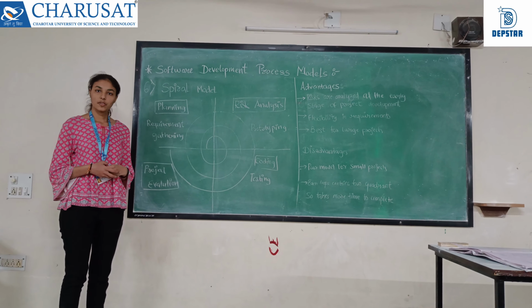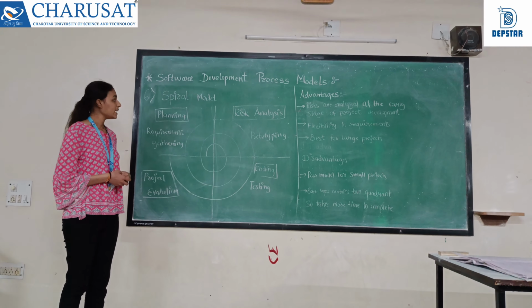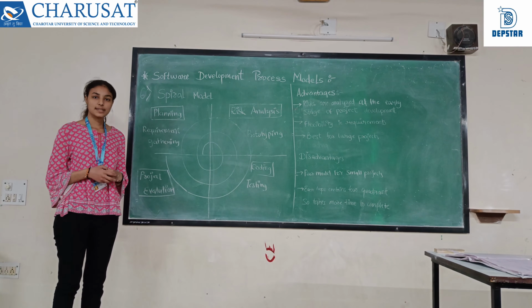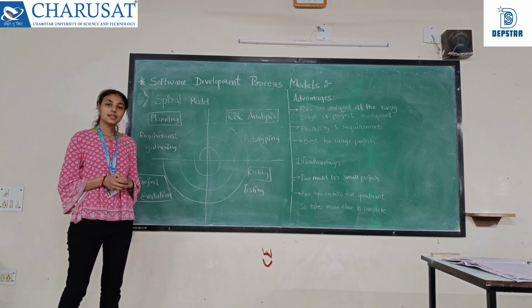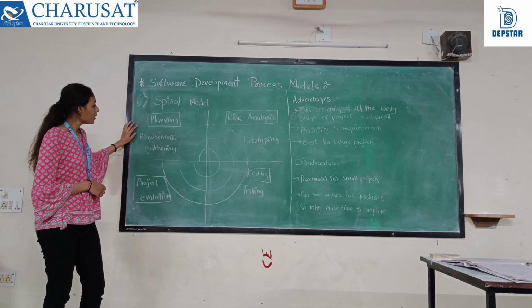This is the spiral model. Spiral model is a combination of the waterfall model and the iterative model. Each phase of the spiral model begins with a design goal and client review. In the spiral model, software is developed in incremental releases. So this is the diagram.